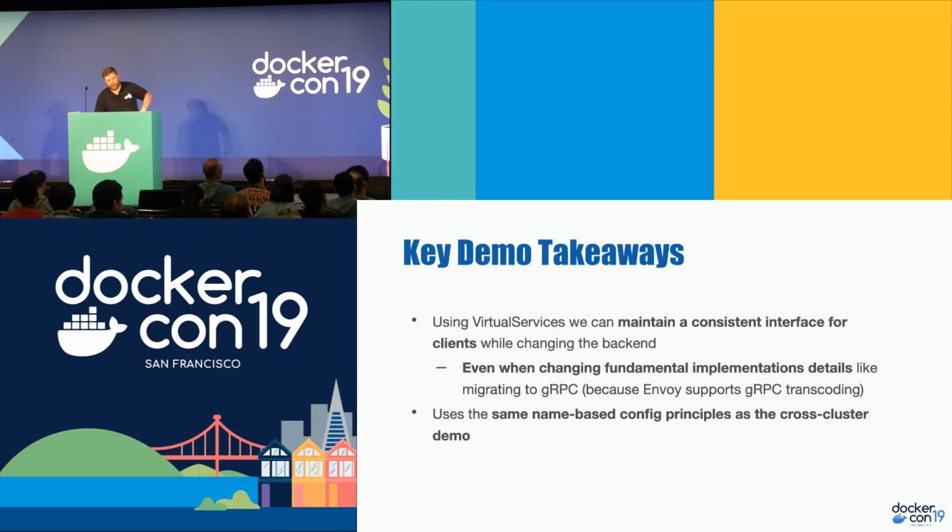So again, I'm going to skip over this just for time. The key takeaways here, we can use Istio to maintain a consistent interface. And again, name-based configuration is the essential piece. I will have the code for the demos available after the talk so that you can go see the virtual services that would be part of this demo.